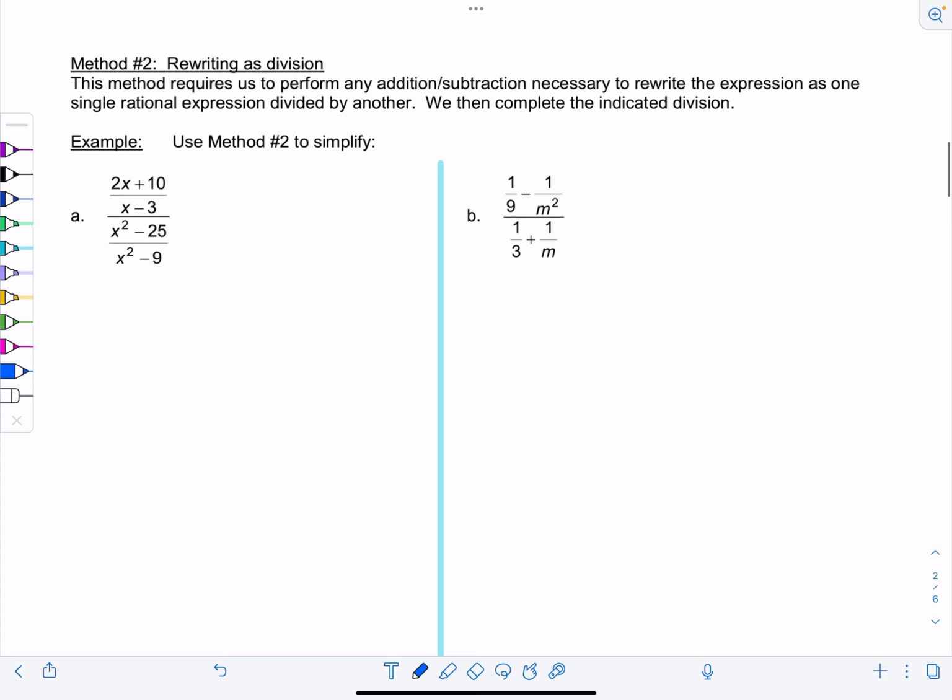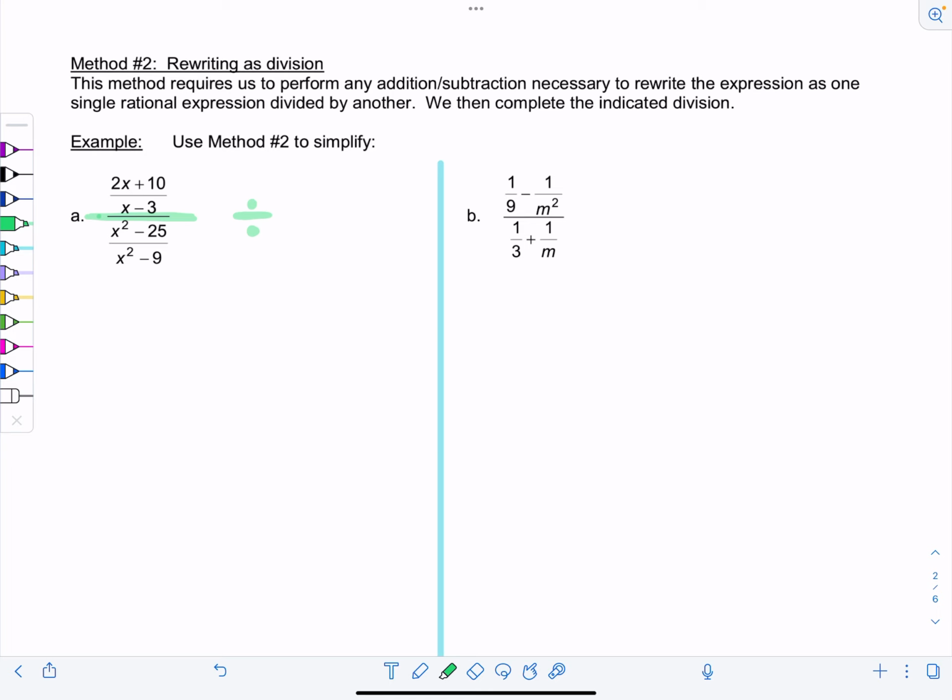Okay, method 2 is rewriting as division. So this method requires us to perform any addition or subtraction necessary to rewrite the expression as one single rational expression divided by another. We then complete the indicated division. So what does that mean? It means you're going to end up rewriting this fraction bar as the division sign, right? Because it means the same thing. And you're going to divide the numerator by the denominator.